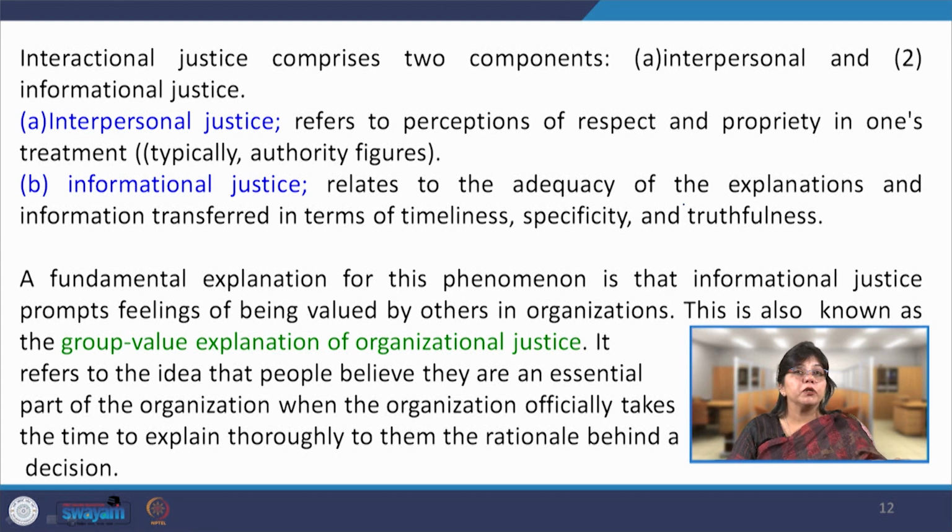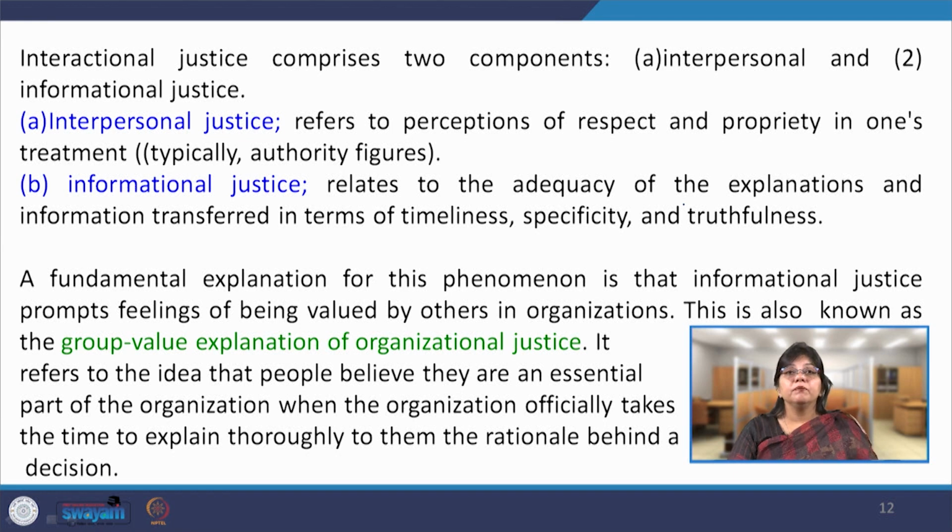The other is informational justice. This relates to the adequacy of the explanations and information transferred in terms of timeliness, specificity and truthfulness. This actually connotes transparency. Whatever decision has been taken by the organizational authorities is conveyed regularly to the subordinates or to the other employees, which creates an atmosphere of transparency within the organization. So, this is the criteria of interactional justice.